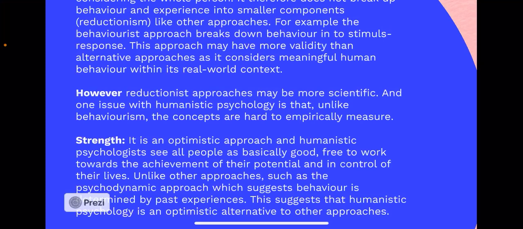So although it may have more external validity, it may apply to real world life and real world behaviours, if we're thinking about it in the context of psychology as a science, it's not very scientific. So it lacks that scientific rigour, and the concepts are really hard to test. Similar to the psychodynamic approach, we've got this issue with falsification.